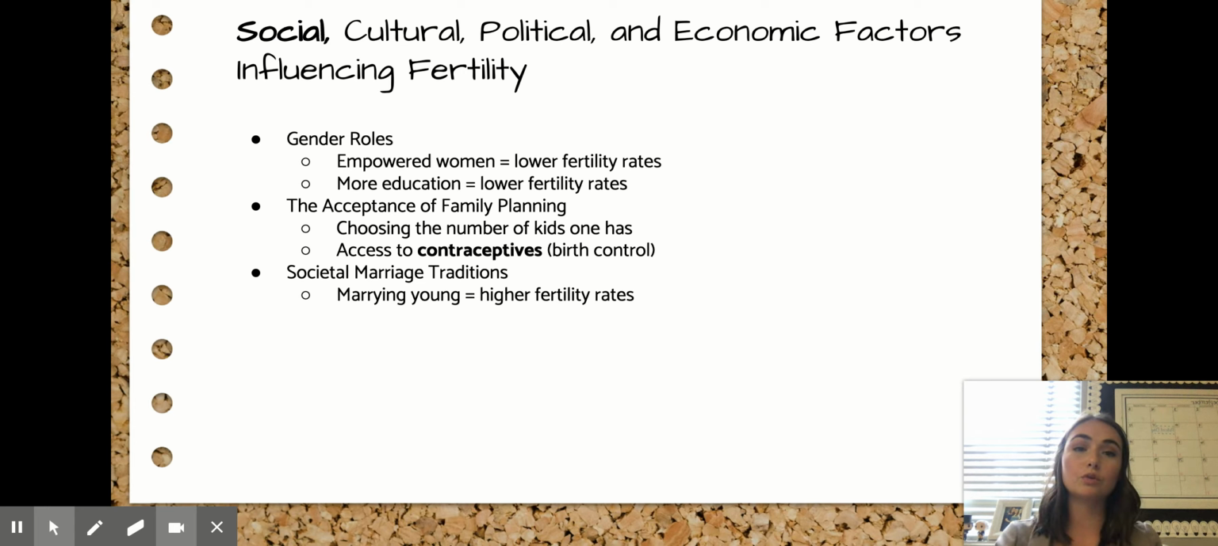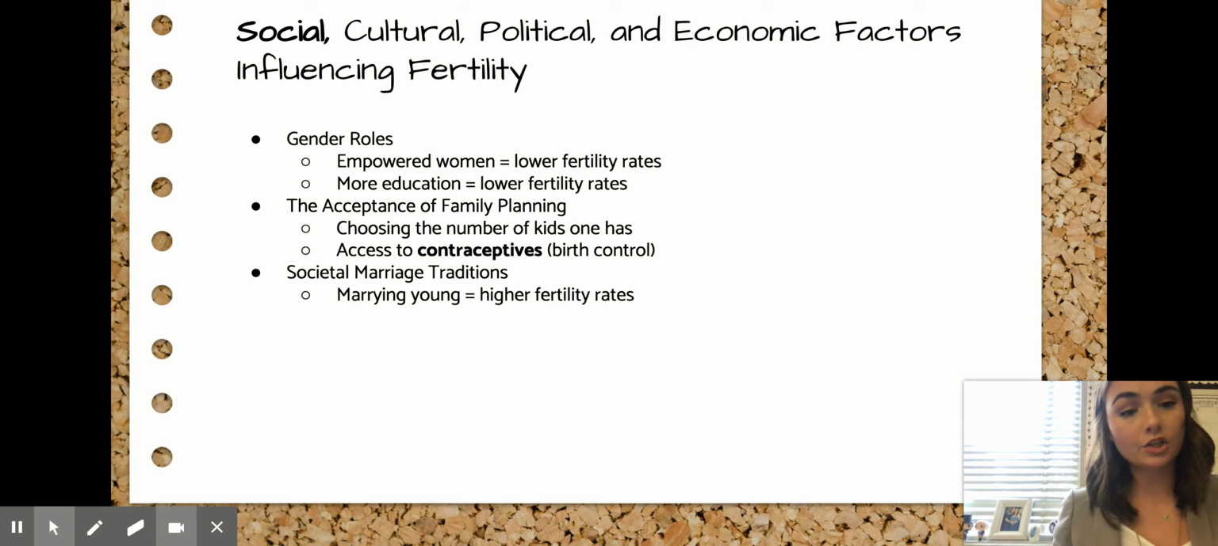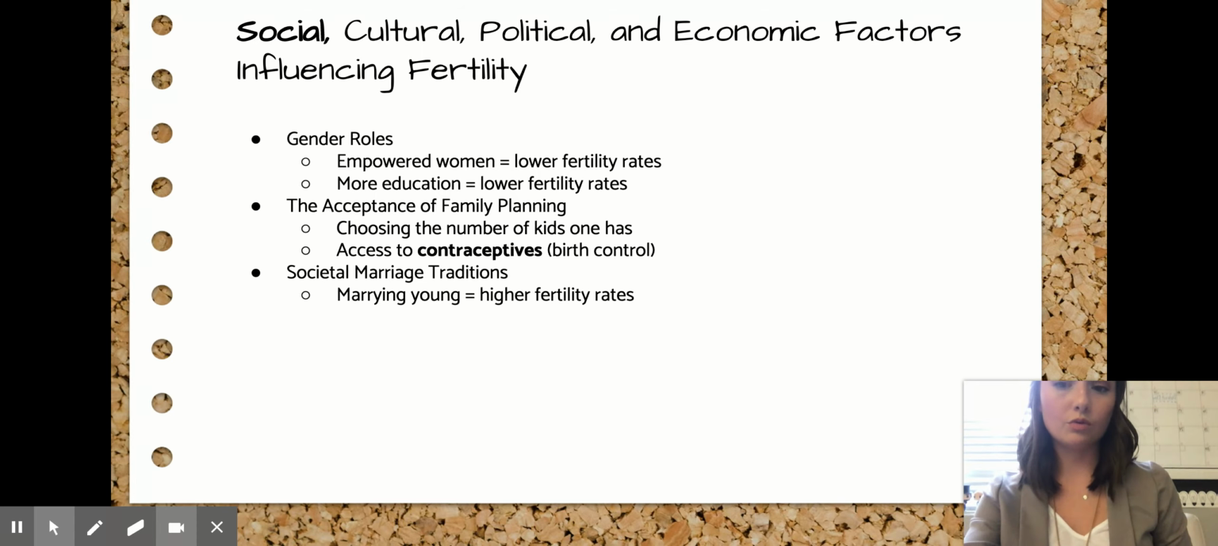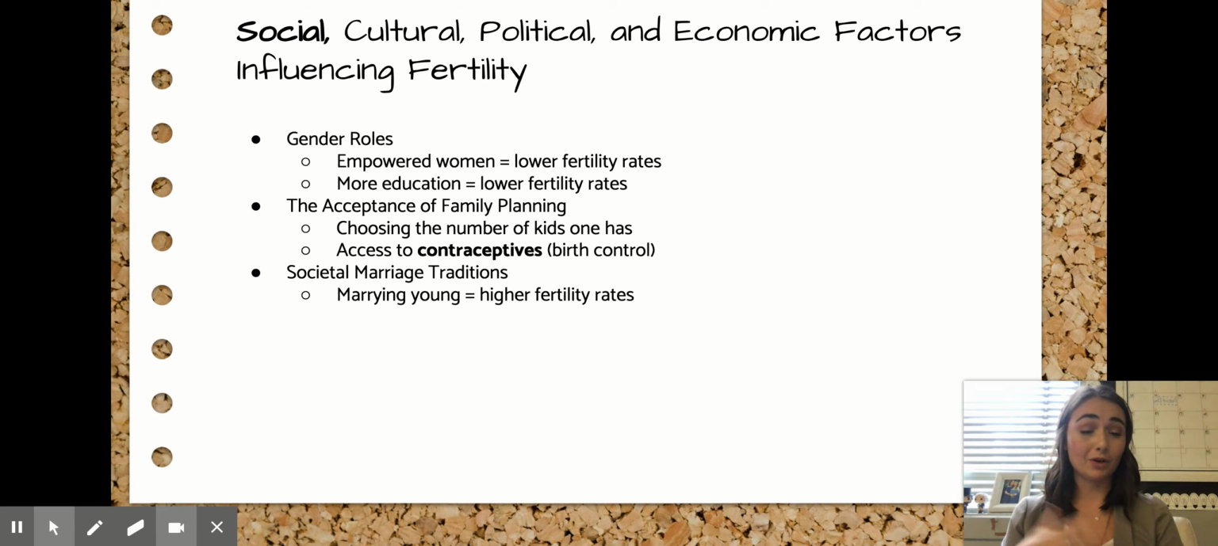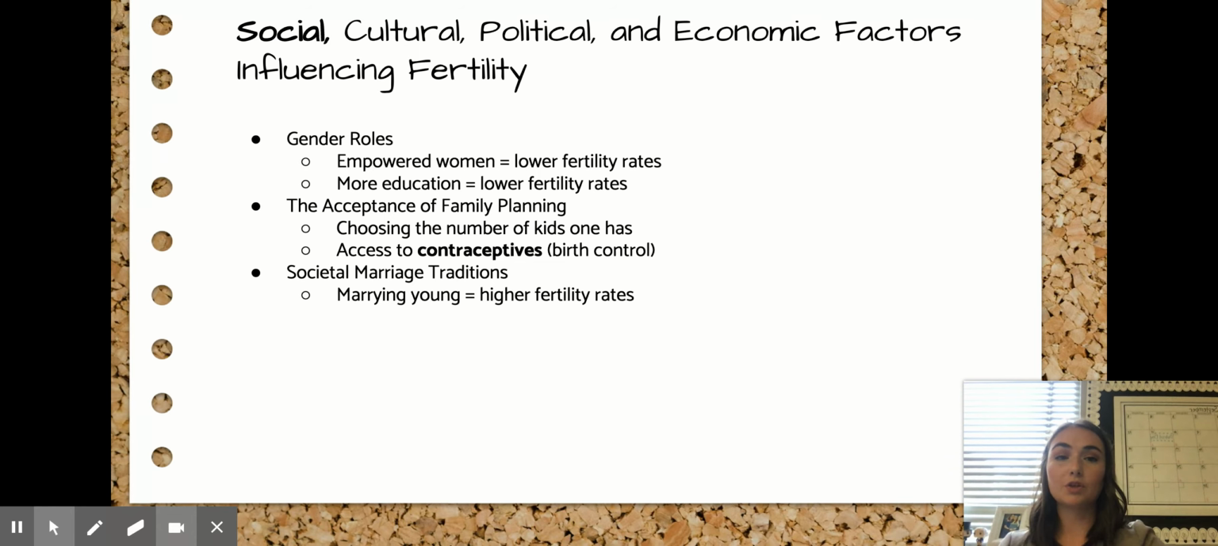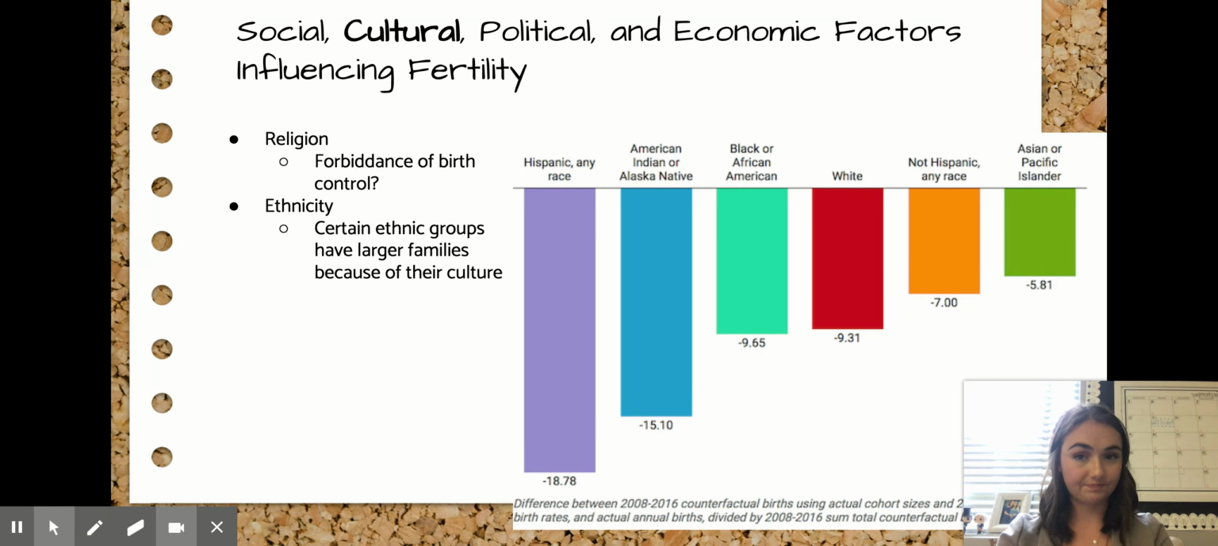And then another social factor that influences fertility is societal marriage traditions. In some societies, traditionally women are going to marry young. Well, that means that they're going to be fertile longer, and so they're going to have more kids, which yields higher fertility rates. In societies where it's acceptable for women to marry later, they're going to have lower fertility rates generally. So those are the social factors that influence fertility. The cultural factors that influence fertility: religion.